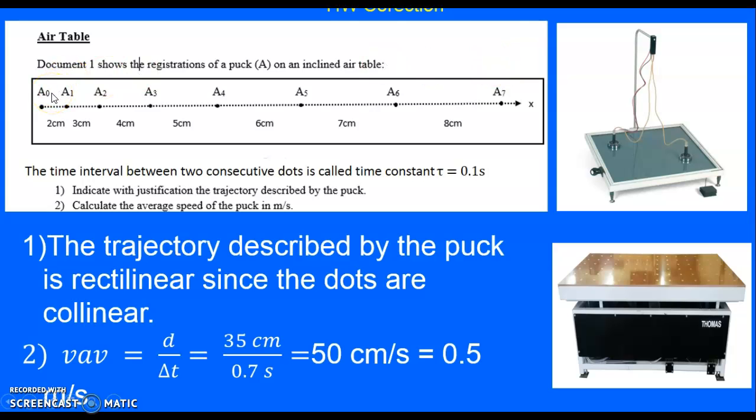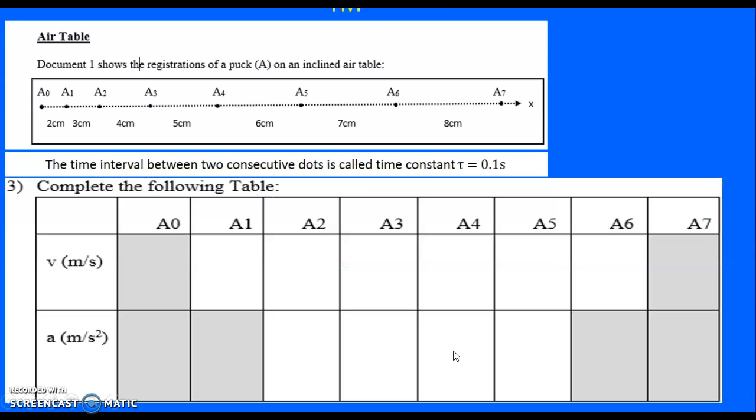So you have to count the distance from A0 to A7, which is equal to 2 plus 3 plus 4 plus 5 plus 6 plus 7 plus 8 centimeters, over the time. The time between one position and the successive one is tau, so it is 1 tau, 2 taus, 3 taus, 4 taus, 5 taus, 6 taus, and 7 taus. 7 taus means 7 times 0.1 seconds, so 0.7 seconds. It's equal to 50 centimeters per second, which is equal to 0.5 meters per second.